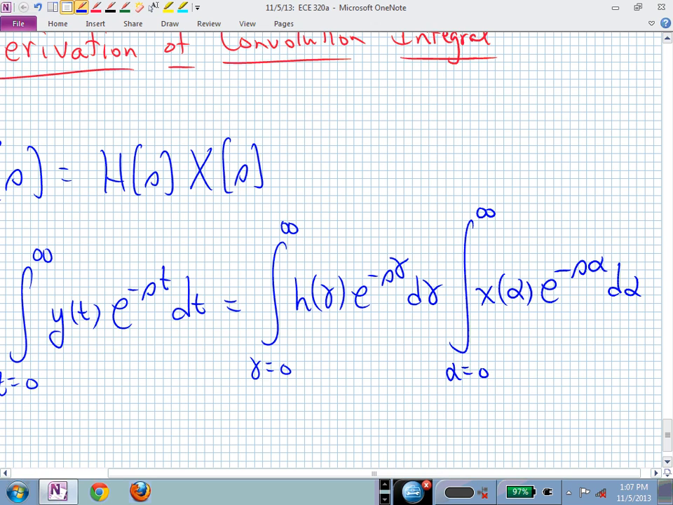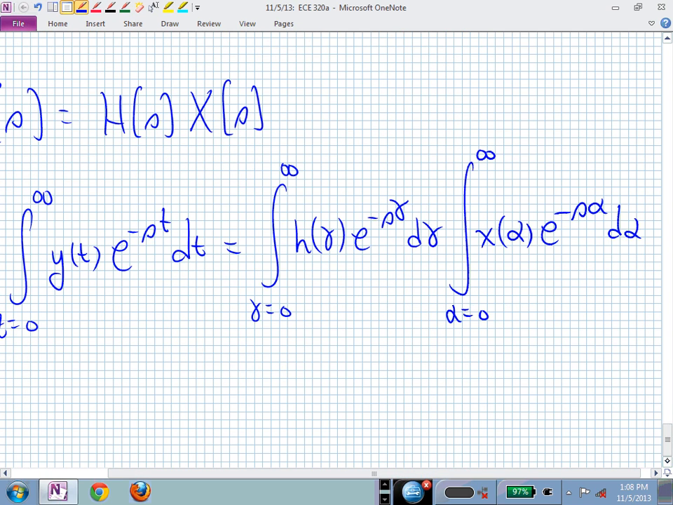I want to see if I can find an expression for y of t by manipulating the right-hand side, which means I need to massage the right-hand side so that I get an e to the minus st dt over there, and then what's left inside I'm going to equate with little y of t. That will be my time domain response, output response. To do that, let me move all my integrals to one side.